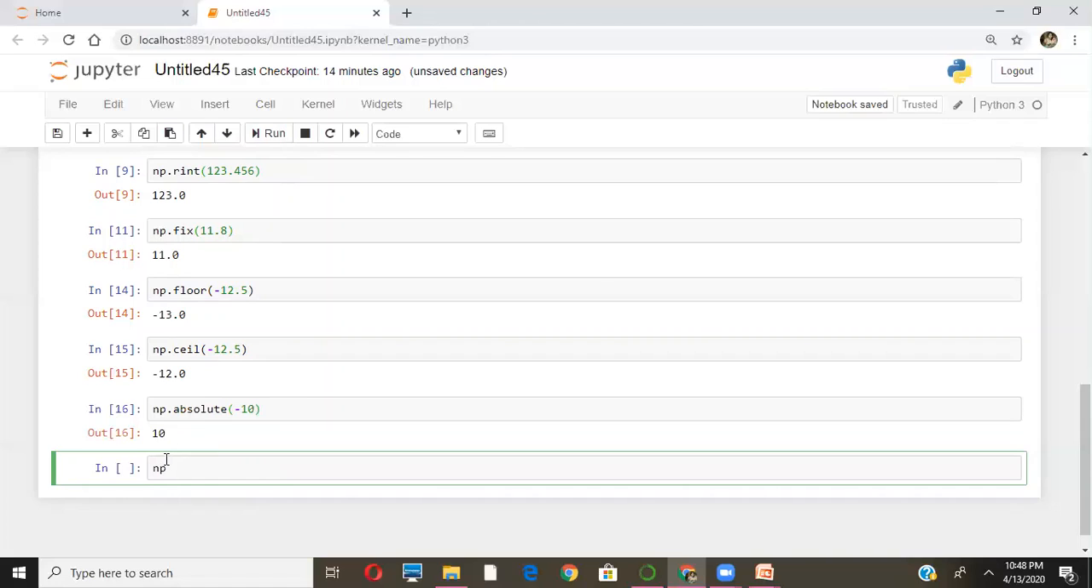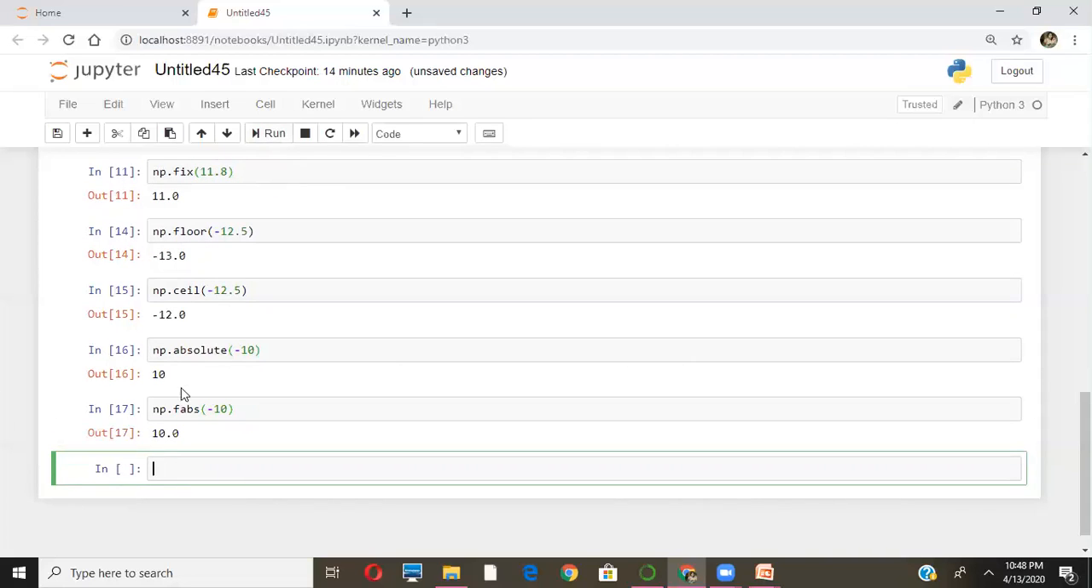Suppose I am going to give here 10 to np dot fabs. I told you that fabs will also return the absolute value of a number, but let us see, there is a small difference. Fabs will return the absolute value of a number in decimal form. So this is actually 10.0 in decimal form.